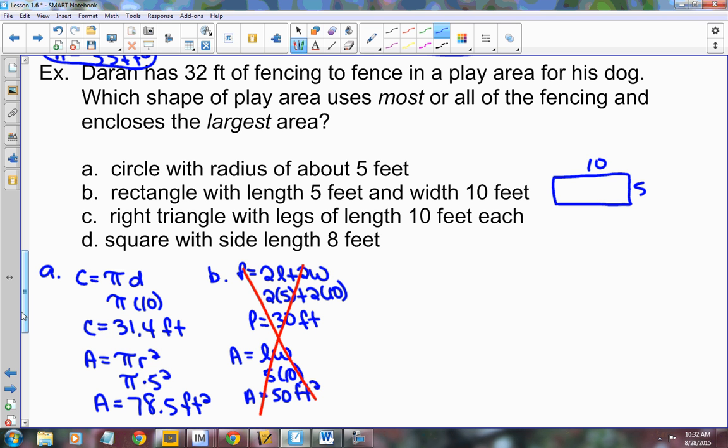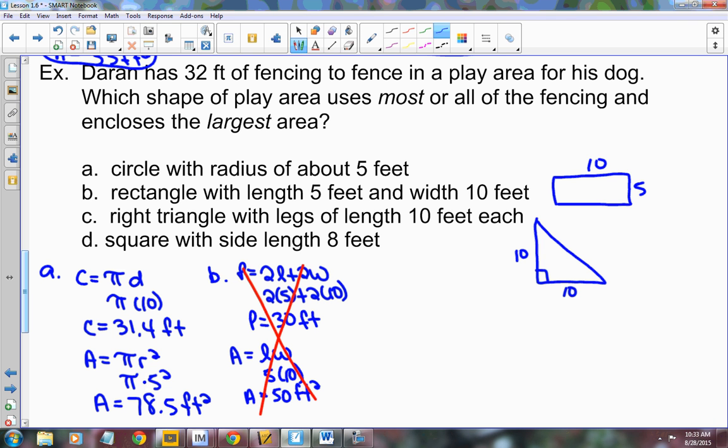All right, then we have a right triangle with legs of 10 feet each. So we have a right triangle, and we have legs that are 10, right? Now, to find the perimeter, I need to find this third side. What's this third side called? Remember? C. It is C, right? It's called the hypotenuse, right? And so to find it, what am I going to do? Because I need to know this for my perimeter. What do I use to find that third side of a right triangle? Anybody know?